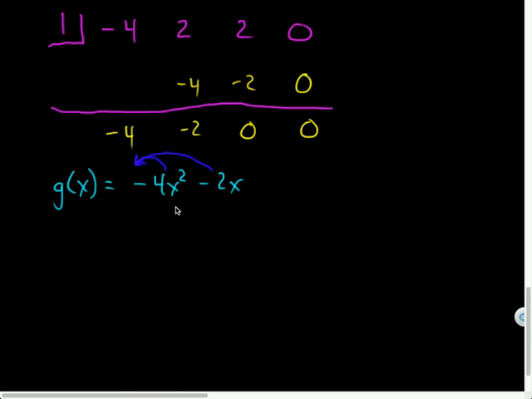So what is the greatest common factor that I could pull out of this? -2x. So I'm going to get g of x is equal to -2x times what? Positive 2x plus 1. And that is actually completely factored. So if these are factors of this polynomial, translating this to x-intercepts might be a little bit trickier.